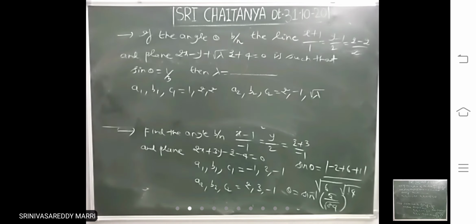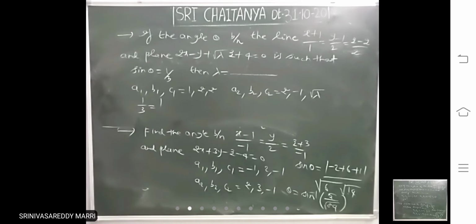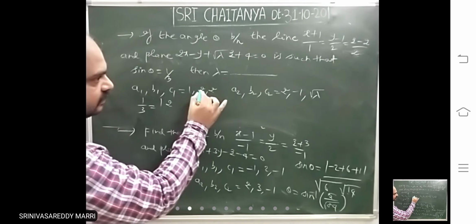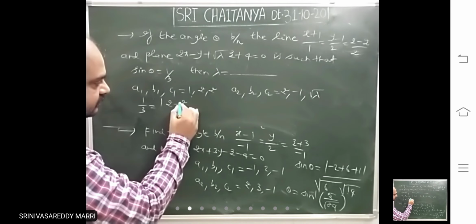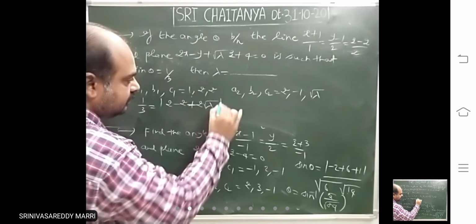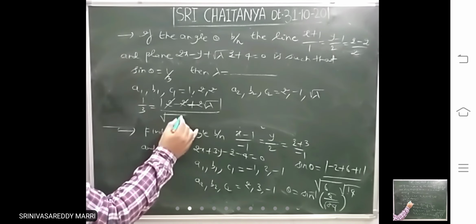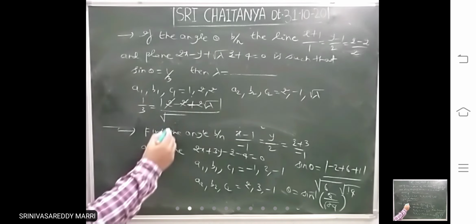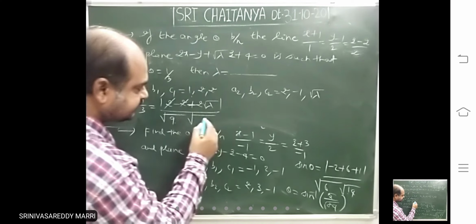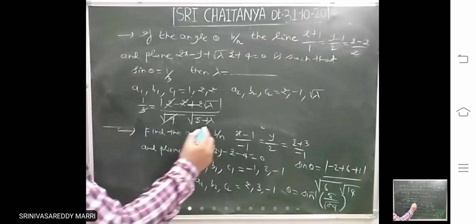For the plane A2, B2, C2, what is the formula? Sin theta equals modulus of A1A2 terms: 1 into 2, 2, 2 into minus 1, minus 2, plus 2 into root lambda. This is divided by, those 2 cancel, root of 9 into root of 4 plus 1 plus lambda, that is 5 plus lambda. This root 9 and 3 will get cancelled.